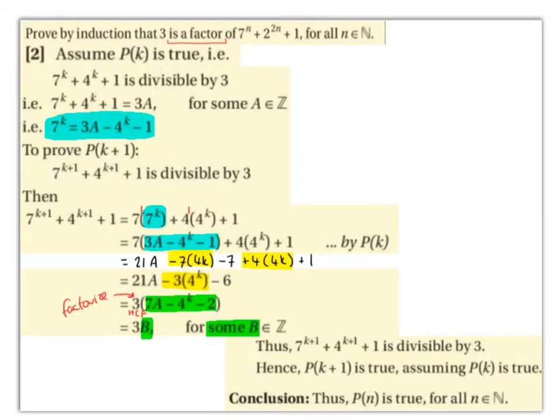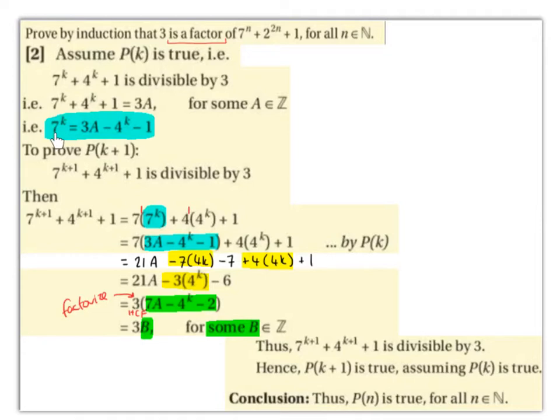So we're going to take the left-hand side, so we have 7 to the power of k plus 1, plus 4 to the power of k plus 1, plus 1. We're going to rewrite this as 7 to the power 1 times 7 to the power k, because 1 plus k is k plus 1. So 7 to the power k plus 1 is 7 times 7 to the power k. And we add on 4 times 4 to the power k. So 4 to the power k plus 1 can be rewritten as 4 to the power 1 times 4 to the power k, because 1 plus k is k plus 1. And then we just have the plus 1.